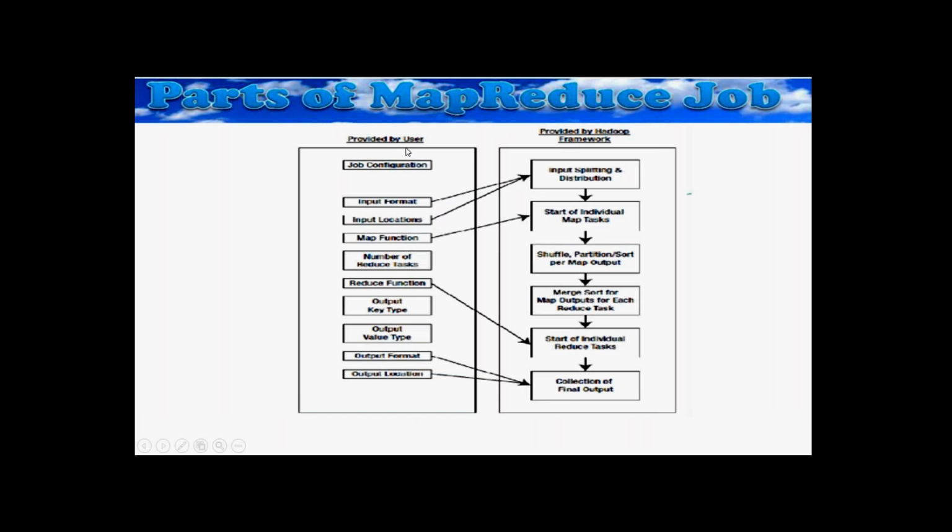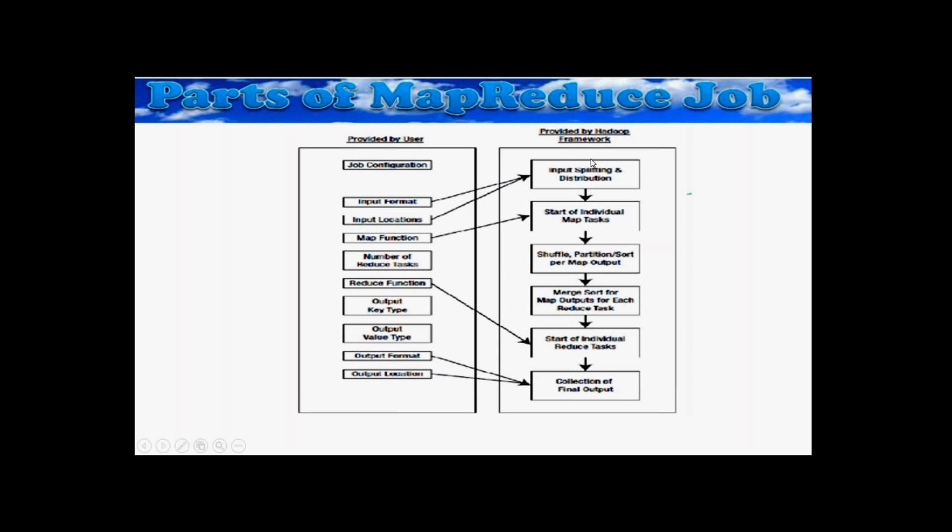So the user has to give the job configuration details: what type of input file format it is, the input location where it is located, and the map functionality. He also has to mention the number of map and reduce tasks he needs, and specify the reduce functionality, the actual code. He must also give the required output format, the output key type and value type, and where the output should be stored. These are the set of information the user has to provide.